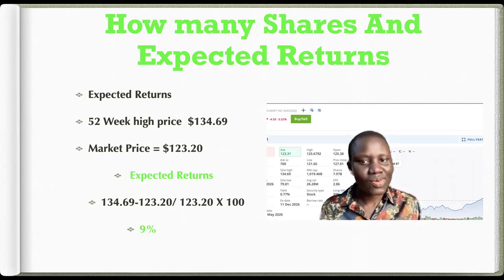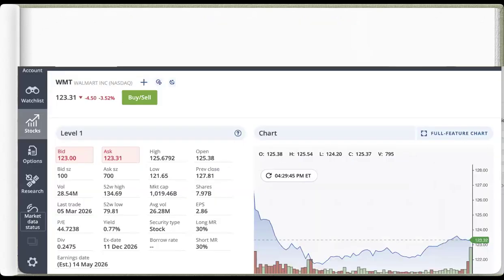So you have one share of Walmart. We are buying it at 123, and we're expecting it to go to 134, maybe in 2 weeks' time, in 3 months' time, or in 1 year's time, depending on your target timing. So it's 9%. Let's look at the whole thing here.